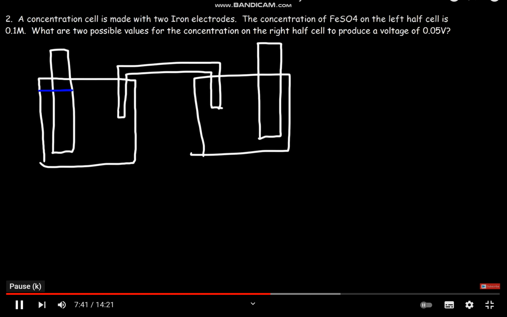and then both beakers are filled with fluid. So the concentration on the left side is 0.1 M FeSO4. And for the right side, unknown.